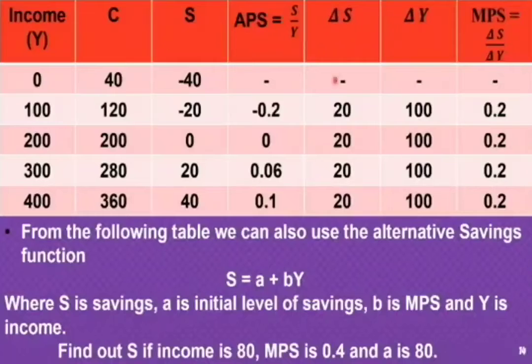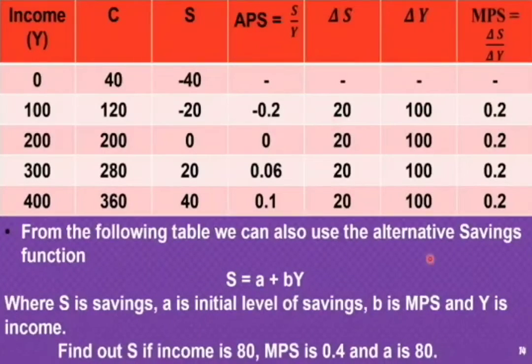So there is an additional savings at every level of 20 units, whereas the additional income increase is 100 units. So this is showing the additional change for every 100 units of increase in income, my savings is increasing by 20 units. And that is shown in marginal propensity to save, delta S by delta Y, that is 20 divided by 100, which is 0.2. Which means whenever my income increases by 100 units at every level, my savings is increasing by 0.2 part of that 100, that is 20.